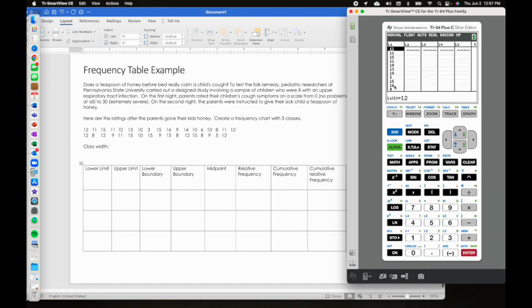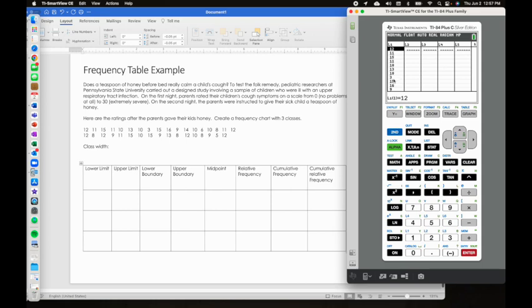I put mine in L1. You can put it in any column you wish, but I put mine in L1. So you're just going to hit the 1, 2 button and then enter, and then put in 1, 1, hit enter, and go through and make sure all the data values are correct. And then also you want to make sure that if you had a list in there previously, that you clear it out so that you don't have any additional data values floating at the bottom of the list.